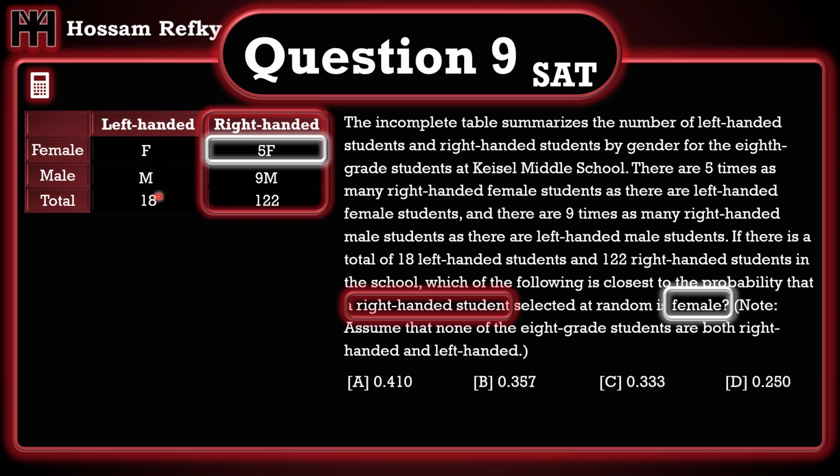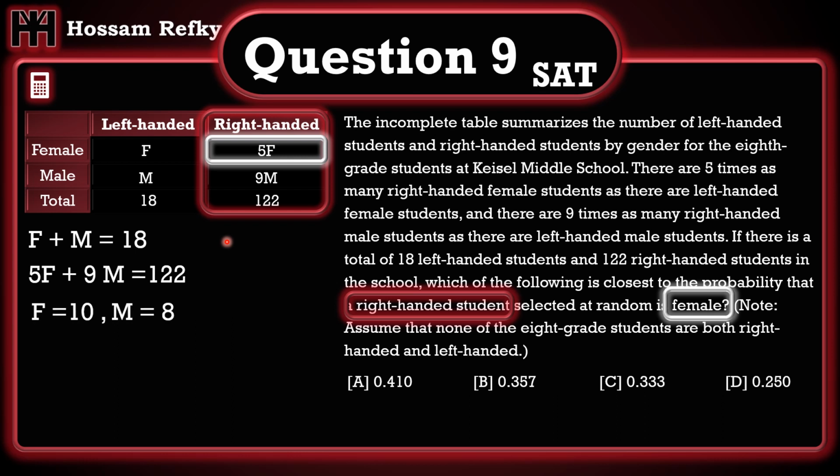We know F plus M is 18. Then 5F plus 9M is 122. 18 is the total of those, and 122 is the total of those. So we have a system of equations here. Feel free to do it using the calculator or using substitution or elimination or whatever method you prefer. The result will be F is 10 and M is 8.